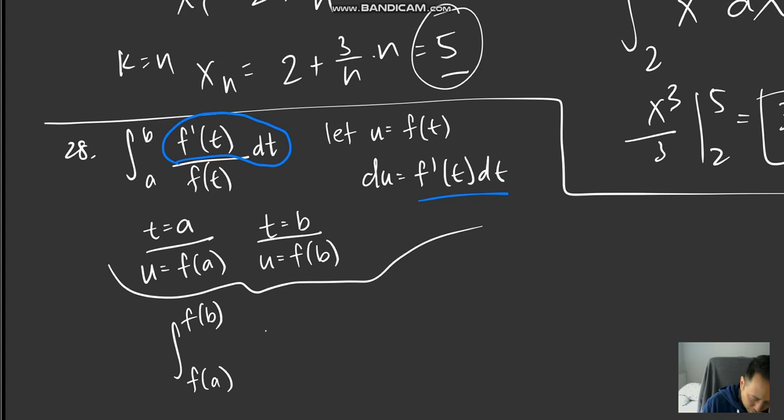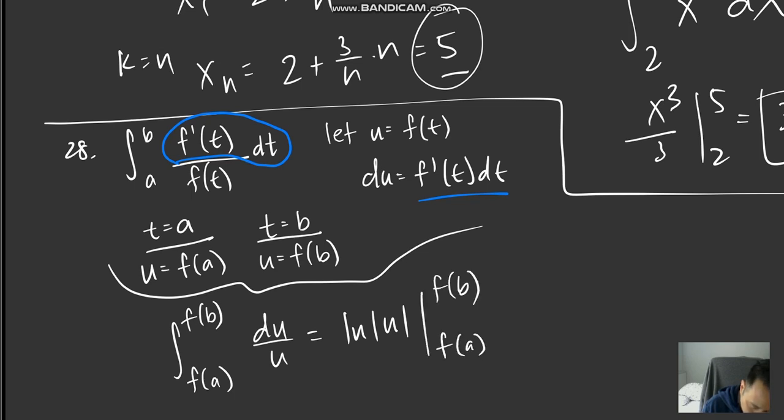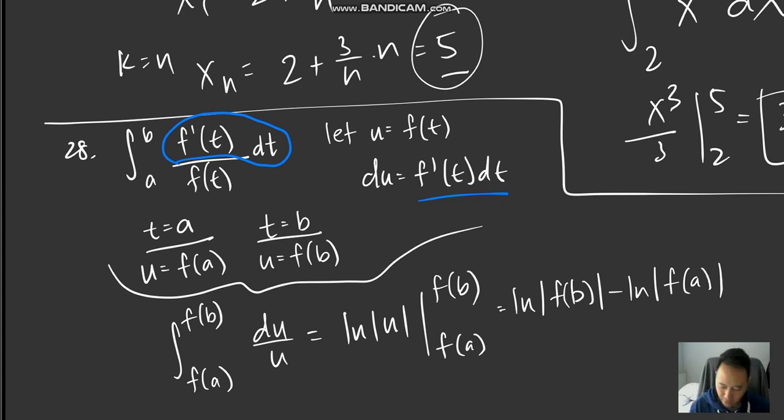And then I have, well, this is just du over u. That's nice, right? Because the integral of du over u is simply the natural log of the absolute value of u, and we're integrating this from f of a to f of b. Remember, I've converted everything in terms of u. I'm not going to go back in terms of t ever again. So solving this, I get the natural log of the absolute value of f of b minus the natural log of the absolute value of f of a.